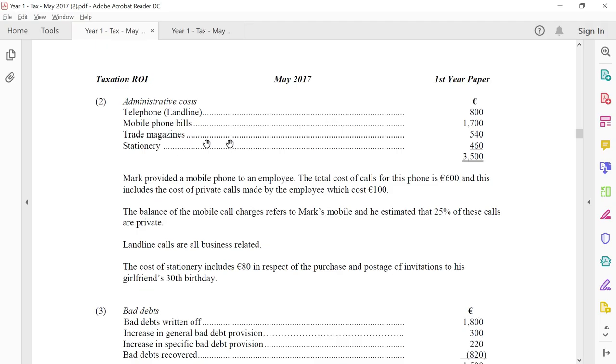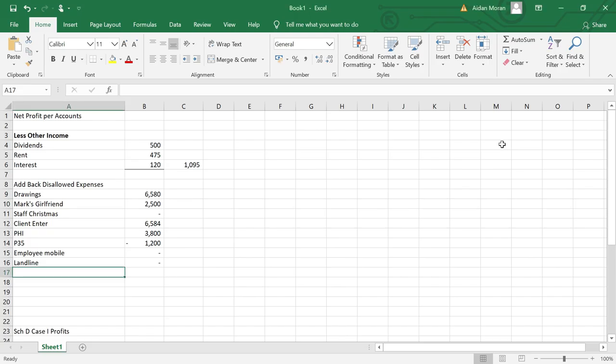My trade magazines, I have nothing to suggest that they are not allowed. Mark is an electrician. If there were a subscription to a hairdressing or beauty salon magazine, I'd kind of question why an electrician would need that. But I don't have anything to suggest that any of these costs are not allowed. Therefore I'm going to allow it. Trade mags, 0.